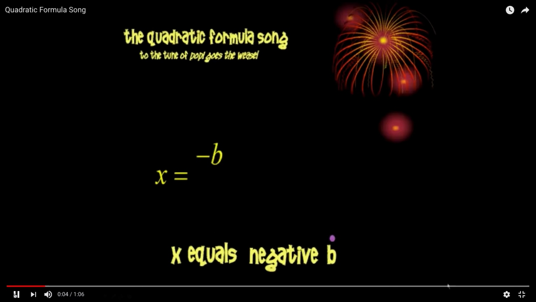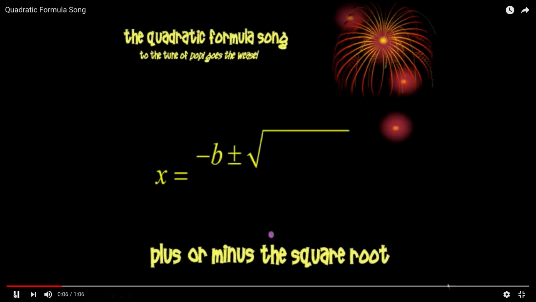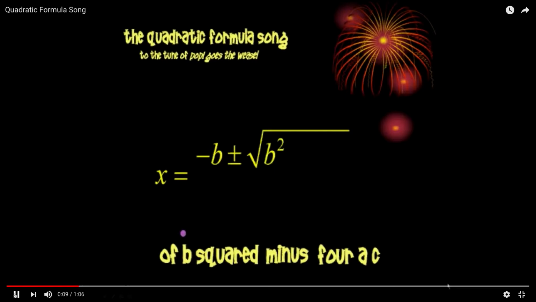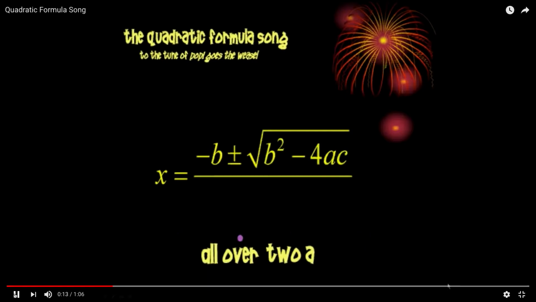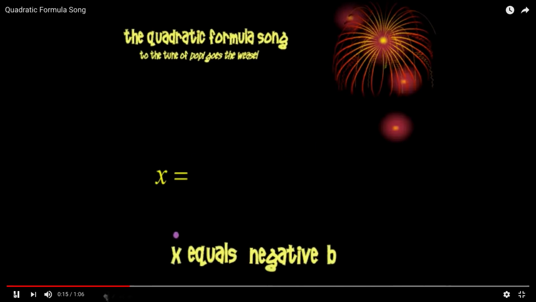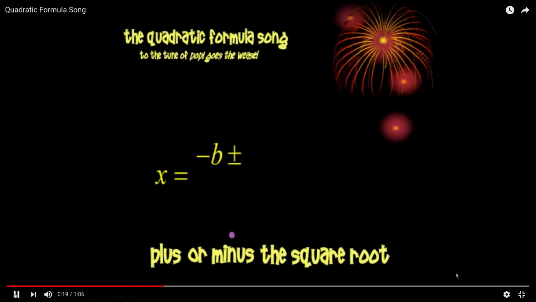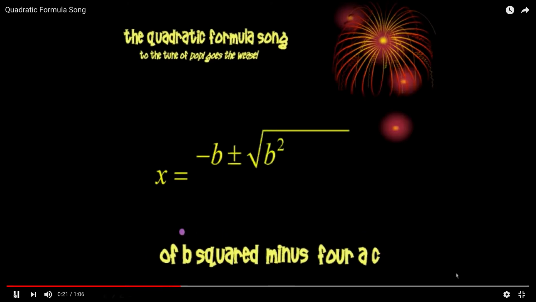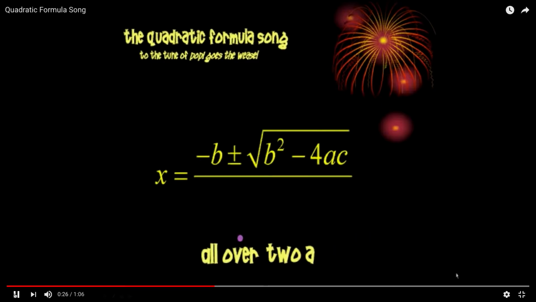X equals negative b plus or minus the square root of b squared minus 4ac all over 2a. Join me. X equals negative b plus or minus the square root of b squared minus 4ac all over 2a. Now you try.